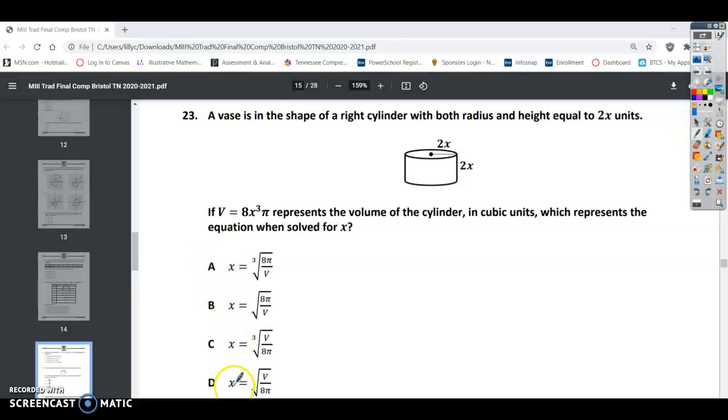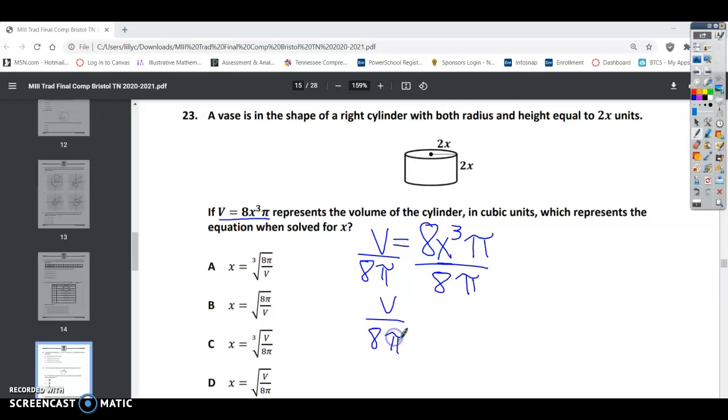Alright, so if you look at your choices, each one is solved for x. So all we have to do is take this equation and solve for x. So we're going to say V equals 8x cubed times pi, where we want to get x by itself. We have multiplication here, so we're going to divide both sides by 8 pi. I'm going to divide this side by 8 pi as well. So I'm going to have volume divided by 8 pi. On this side it cancels, and this cancels, and it leaves x cubed.